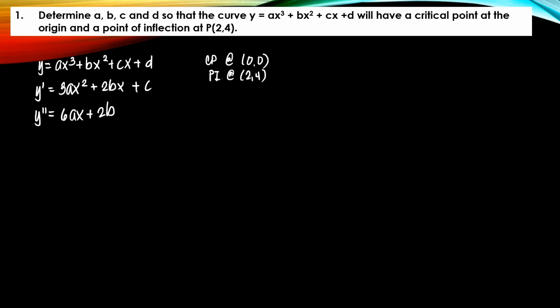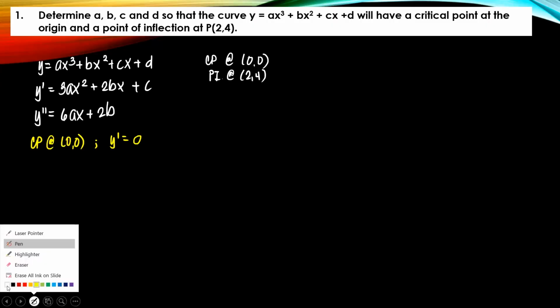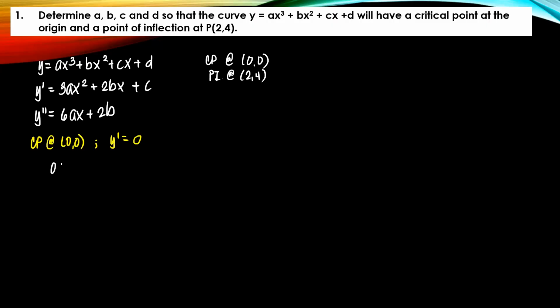Okay. Now look at the conditions. It says there that CP at 0, 0. When do we get CP? Isn't it that critical point may be obtained when y prime is equal to 0? So that means using this, 0 is equal to 3a(0) plus 2b(0) plus c. It so happened that your c is equal to 0.